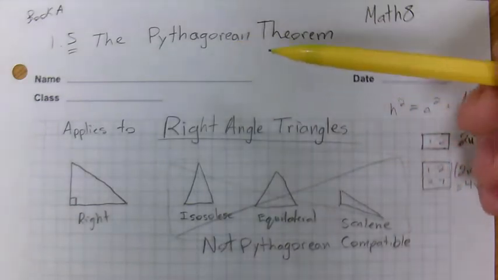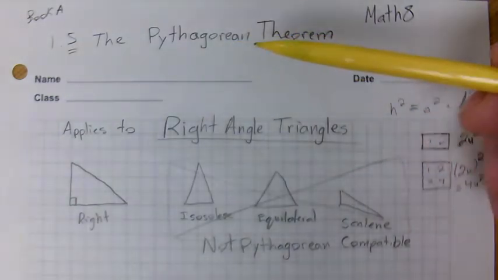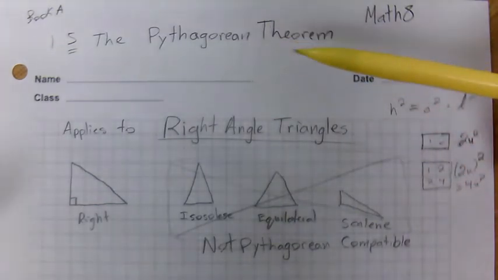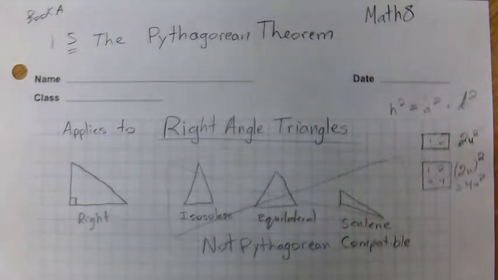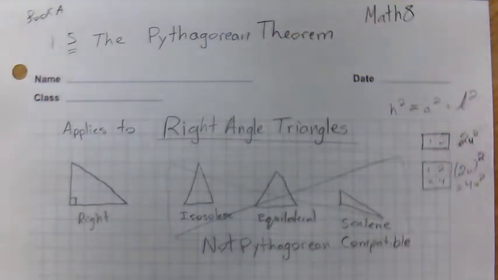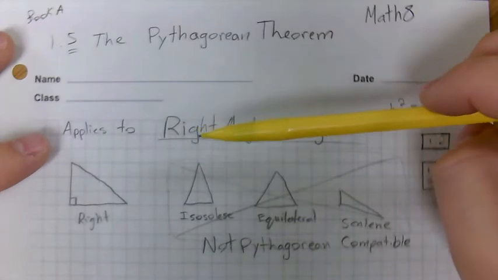There was a guy named Pythagoras. He was born about 570 BC, and he was a philosopher, politician, all sorts of things like that. So approximately 2,500 years ago, he lived.